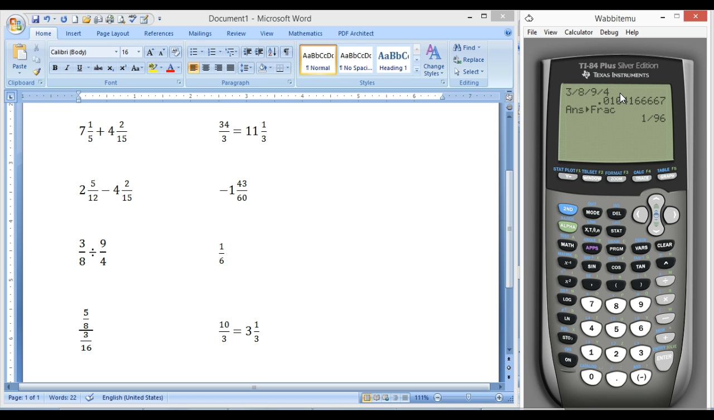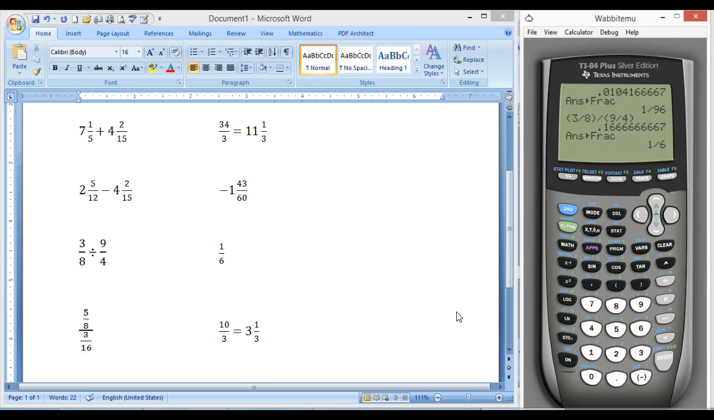So what I can do is say parenthesis 3 divided by 8, close the parenthesis. Okay, so that ensures that 3/8 is all by itself. And then divide by another set of parentheses to ensure that this is the next fraction, 9/4. Close this parenthesis, press enter, and then go up to math, change that to a fraction, which is 1/6.